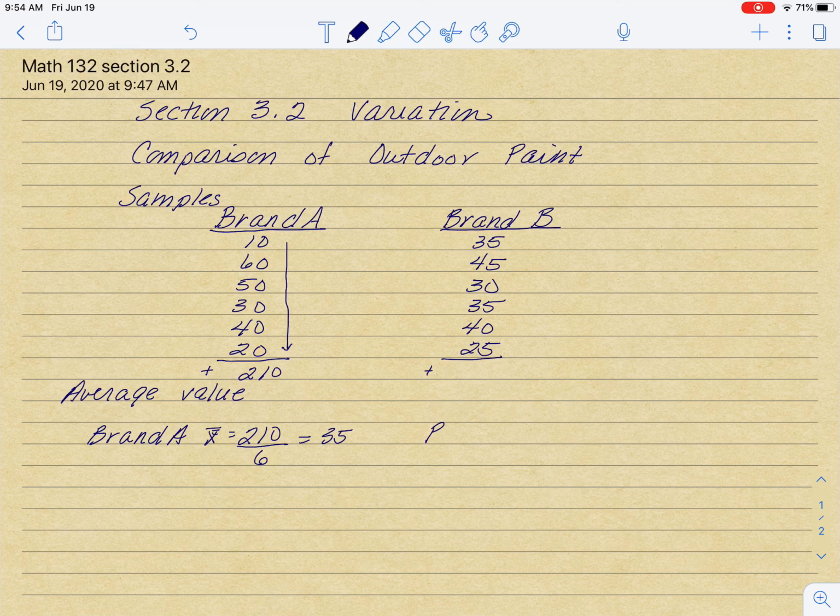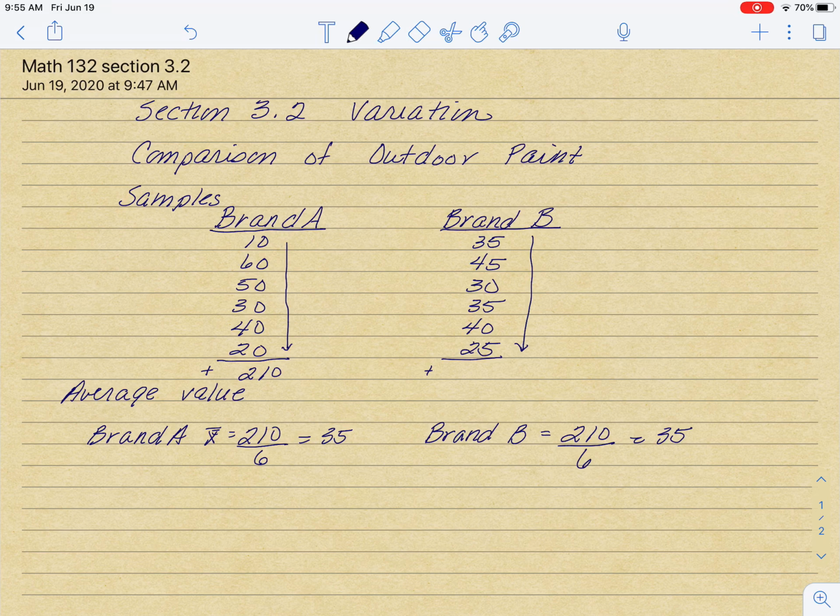Now let's look at brand B. Do the same thing. We're going to add up this total and divide by 6. And notice you get the same value, 210 divided by 6, or 35 months. So the average lifespan of this paint is 35 months for brand A or for brand B. But they look really different. Brand A could go as low as 10 months or as high as 60 months, and brand B looks like their range is from 25 months to 45 months.